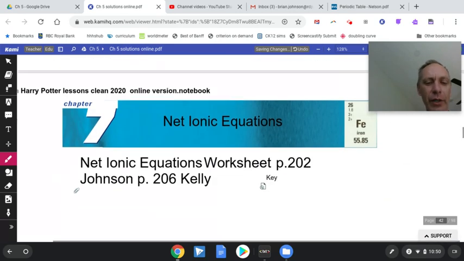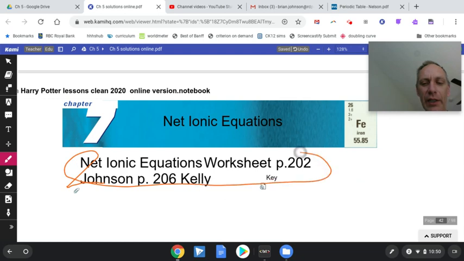Practice. There's one page in your study guide, page 202 for Johnson, 206 for Kelly, which has great questions to do. And I will post the answer key on this lesson so you can practice and check to see that you're getting them right.